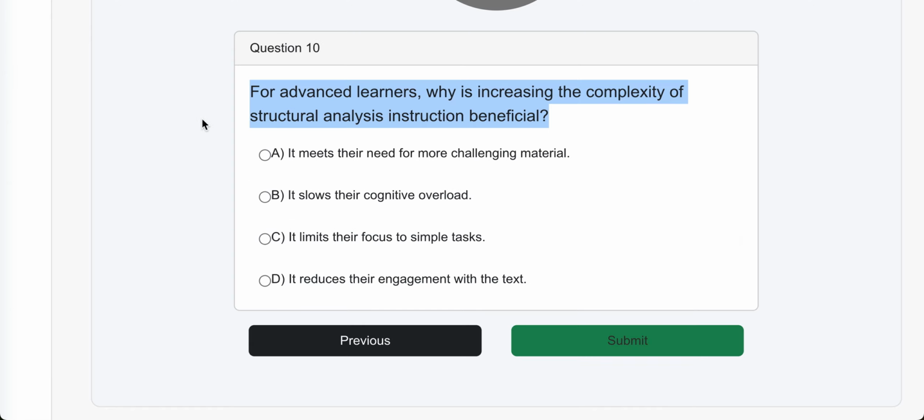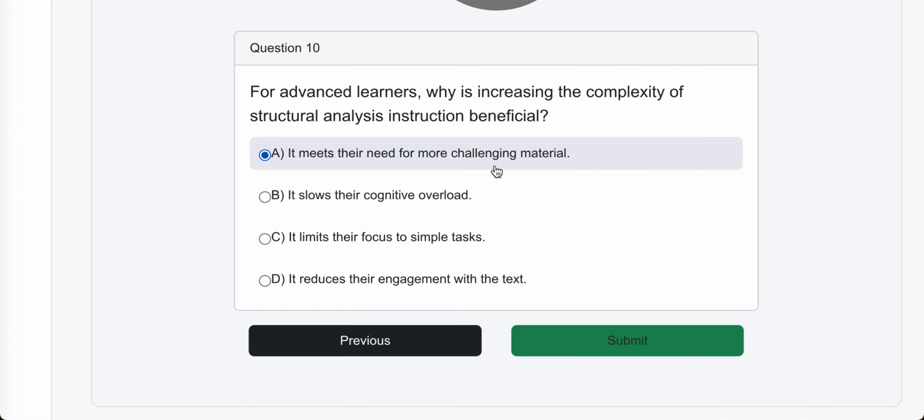This question, number 10, reads, for advanced learners, why is increasing the complexity of structural analysis instruction beneficial? For our advanced learners, remember that they benefit from more complex instruction. We don't want them to feel bored during our instruction, and we want to continuously stretch their understanding and raise their ceiling of instruction so that they can continue to challenge themselves and extend their decoding or their reading skills. So for that reason, we're going to go with option A. It meets their need for more challenging material.